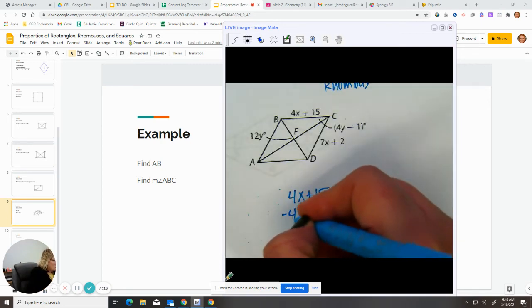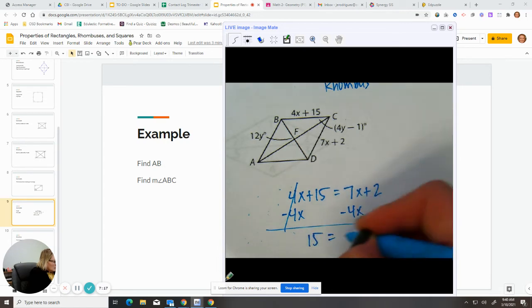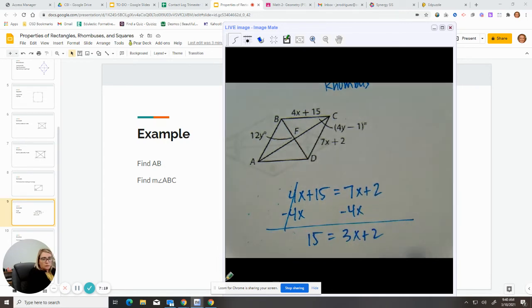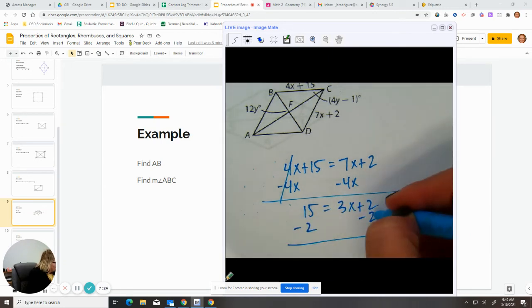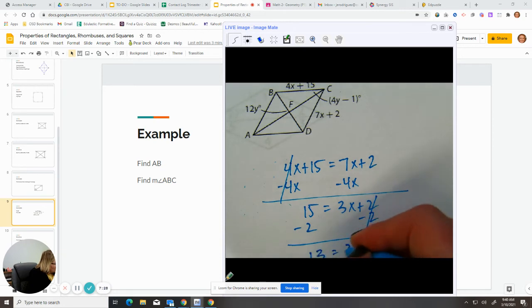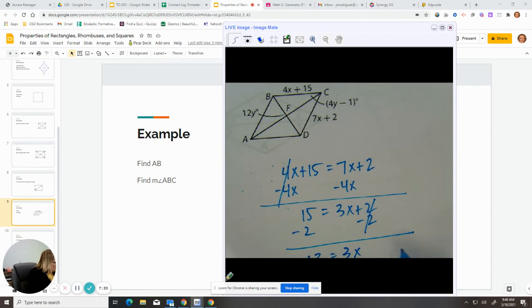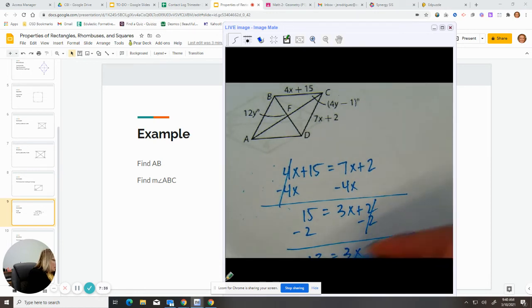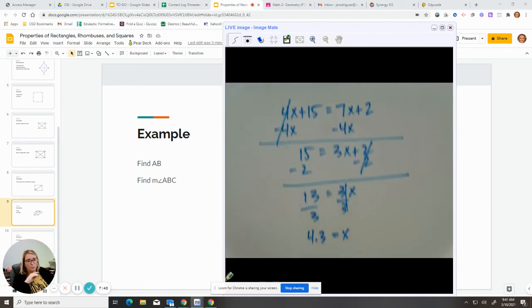I'm going to subtract 4x. 15 is going to be 3x plus 2. I am going to subtract 2. Okay. And so now we're going to end up dividing by 3, and we're going to end up with a decimal answer, which is going to be, we'll just say 4.3. Okay. 4.3 is what we get.